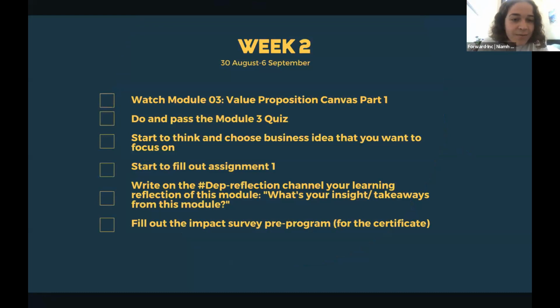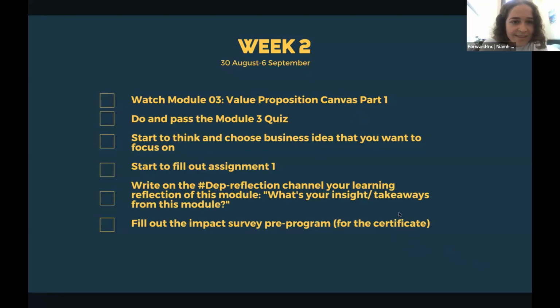So yeah, now we're going to do a little participant checkup, just to see how all of you have been doing with the learning materials of this week. As you can see, for week 2, we had you looking at the value proposition canvas, part 1, doing the quiz, getting ready for your business idea, filling out the assignment, putting in your all-important reflections, and yes, filling out the very important impact survey. Which is really, really important. So if you have not done that, please do so because you need it for the certificate at the end. But for now, I'm going to do a little checkup on you about how you have been doing in terms of the module learning materials and the actual content of them.